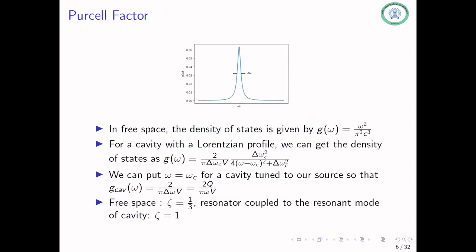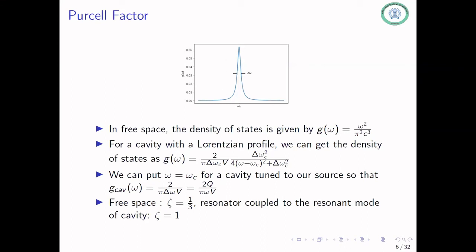So for example, in free space, your density of states is simply given like this. This is something you will find in any classical physics textbook, any good text on preliminary statistical mechanics. You take free space like a particle in a box, and you make the box very big, and you get this kind of density of states. Whereas for a cavity, we can have any kind of profile of the density of states.